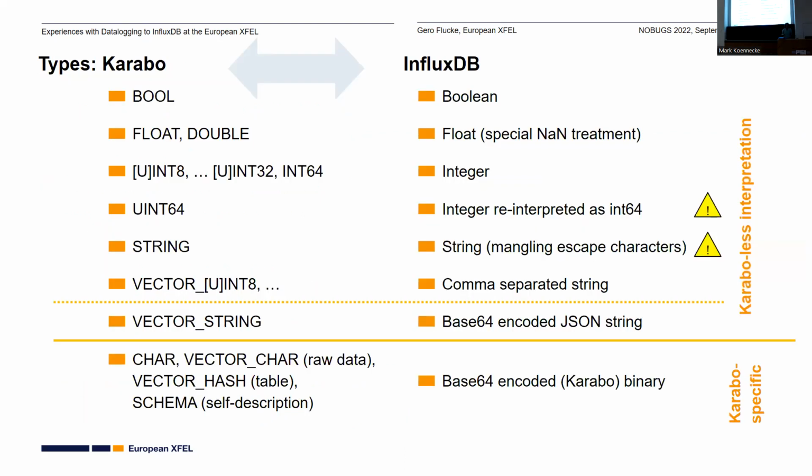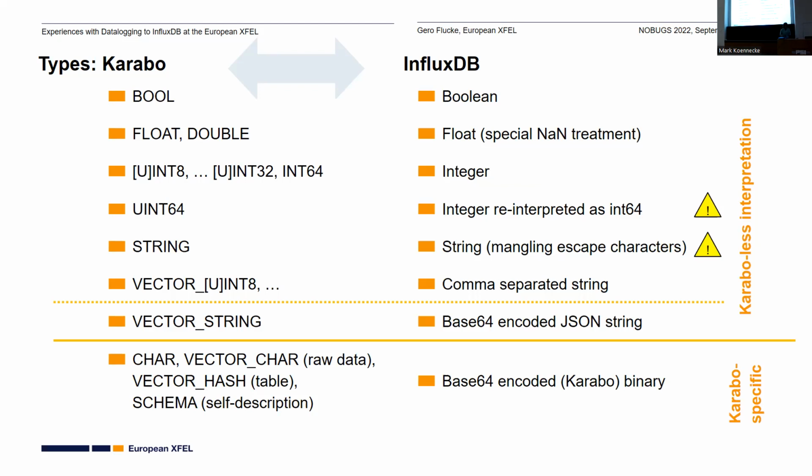The mapping of the types is at first very simple. There's a bool in Karabo and a bool in InfluxDB. We have float and double distinguished in Karabo. There's just a float in InfluxDB, with the caveat of the special not a number treatment that I mentioned. Various types of integers that we have in Karabo all map fine to the integer that InfluxDB provides, except that InfluxDB stores integers as a signed 64-bit integer. And if you have an unsigned 64-bit integer, then you have to do something. So what we chose is just to reinterpret it and read it back; we have to back-interpret that.